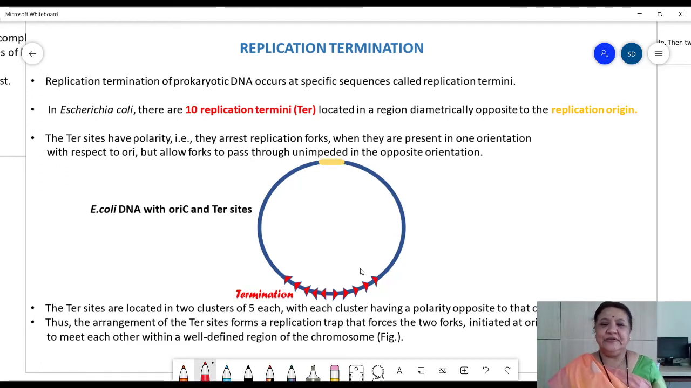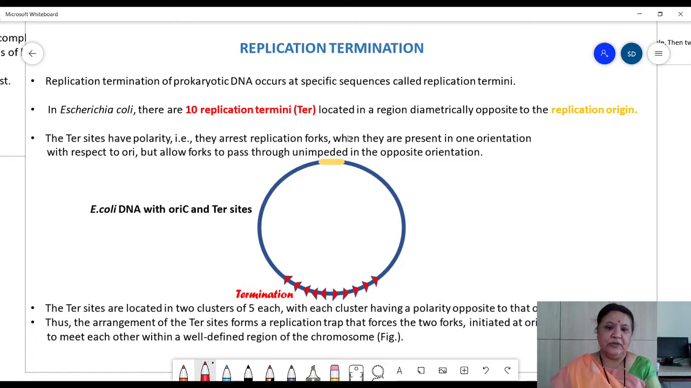Hello. So today's topic is termination of replication event in prokaryotes. So this is a prokaryotic DNA molecule. If you can see my cursor over here, this is a prokaryotic DNA molecule, and this is the origin of replication. And opposite to the origin of replication, there are clusters of sequences called termination sites.